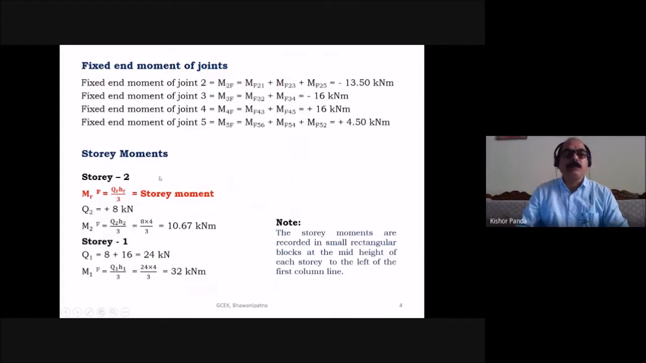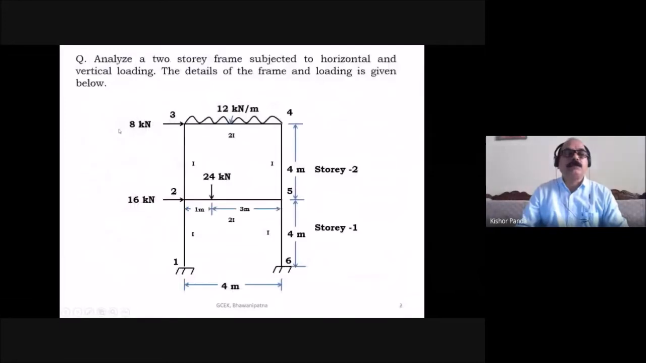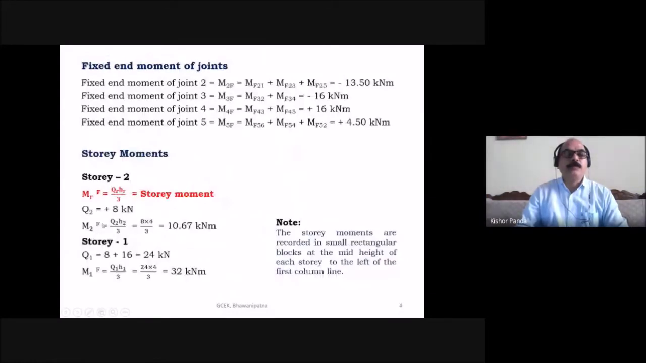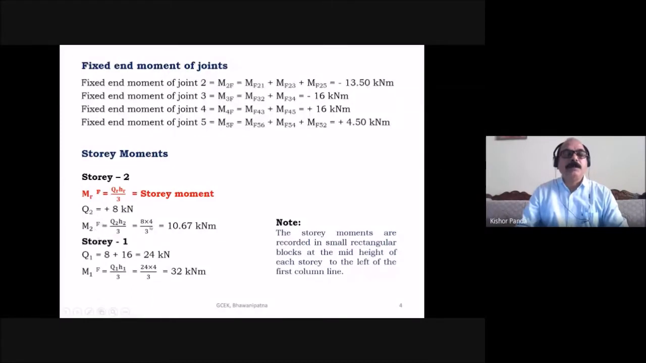Already we have discussed this in the previous class. So story moment is equal to QR HR by 3. But for story 2, you have to take Q2, which is your 8 kilonewton, the load acting at joint 3. And M2F, the story moment for the second story, is equal to Q2 H2 by 3, which is 8 into 4 by 3.